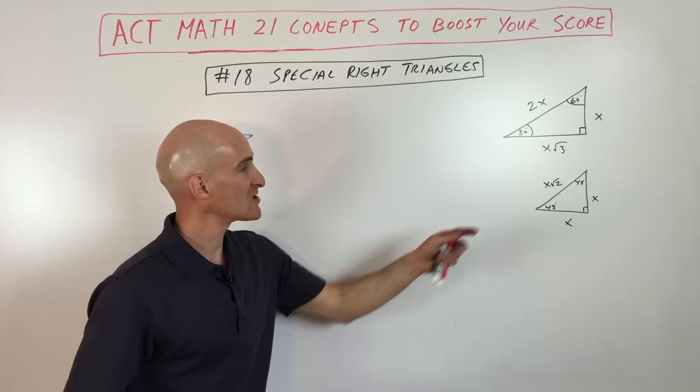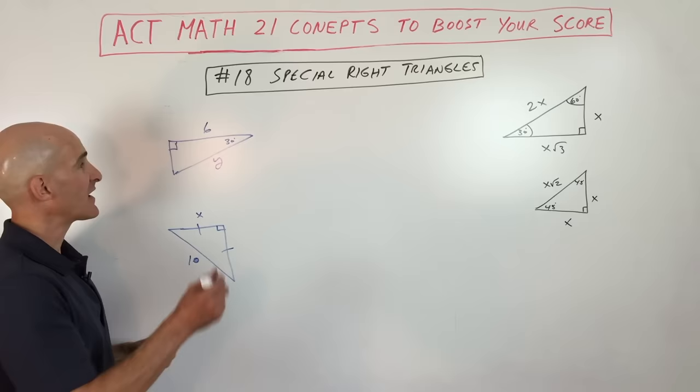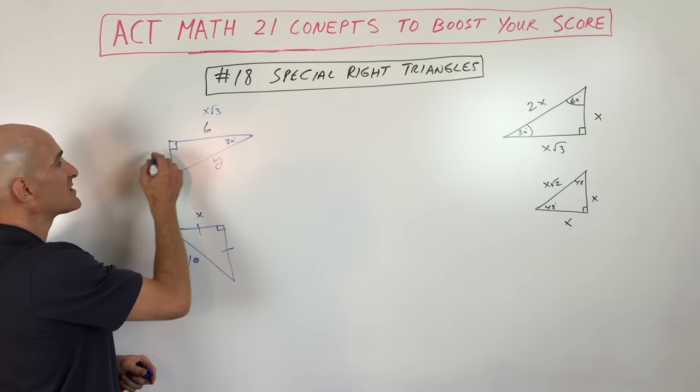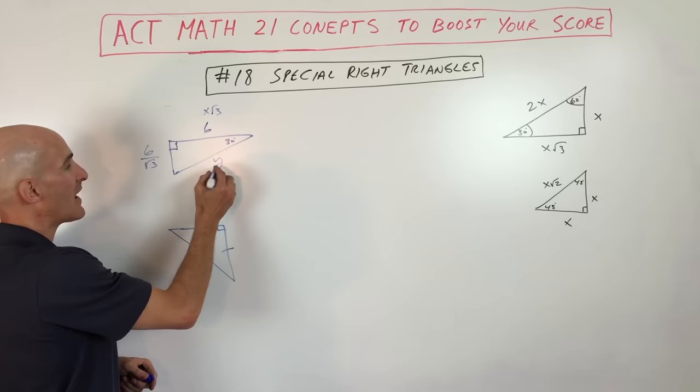Let's look at a couple examples here. So this one we're solving for y, and I can see it's a 30-60-90 triangle. This is the x square root of 3 side here. So to get to this side, I have to divide by the square root of 3. Okay, now to get from the shorter leg to the hypotenuse, I have to double that. So this is gonna be 12 divided by the square root of 3.